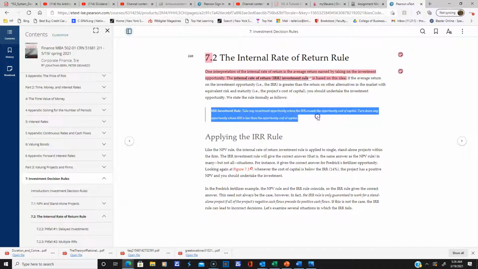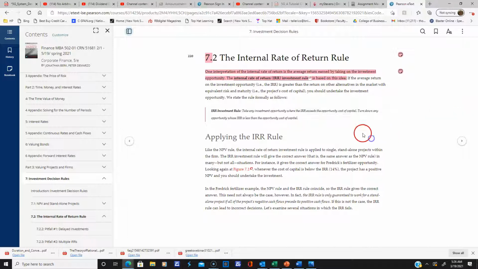The internal rate of return investment rule: take any investment opportunity where the internal rate of return exceeds the opportunity cost of capital. Turn down any opportunity whose internal rate of return is less than the opportunity cost of capital. All right. Like the net present value rule, the internal rate of return investment rule is applied to single standalone projects within the firm. Okay.